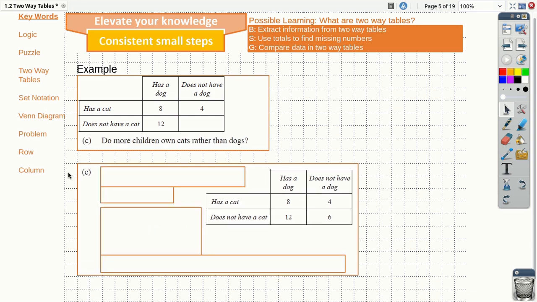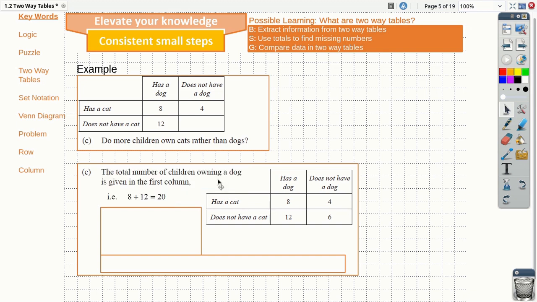Part C. Do more children own cats rather than dogs? So if we have a look at the table, the dogs are up on the columns and the cats are on the rows. So we need to compare the number of people that have a dog in this first column to the number of people that have a cat, which is in this first row. So what we can do is add up the total of dog owners, so 8 plus 12 is 20, and we can also add up our total cat owners. 8 plus 4 equals 12. That's how we're working out for this question.